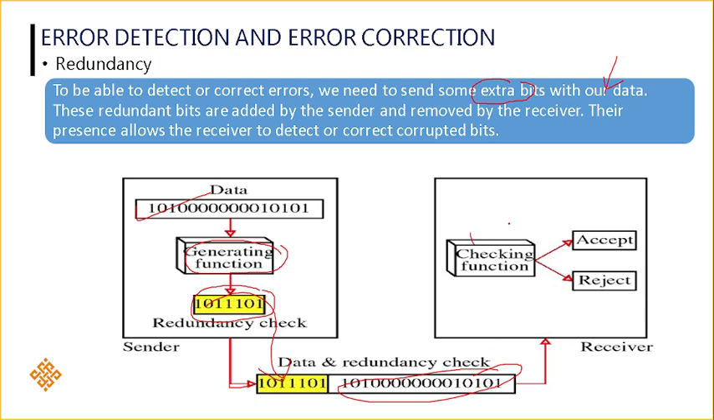Then there is one more function on the receiver side known as the checker function. It will apply one of the error detection techniques, and it will identify whether an error has occurred or not. If there is no error, then it will accept only the data, please keep in mind, not the redundancy bits. If any error is found, it is going to reject the entire data. So now let us see how exactly it will work.